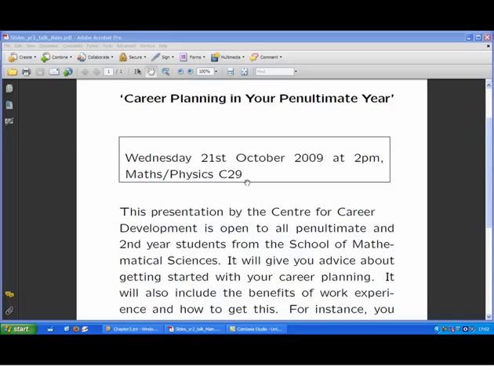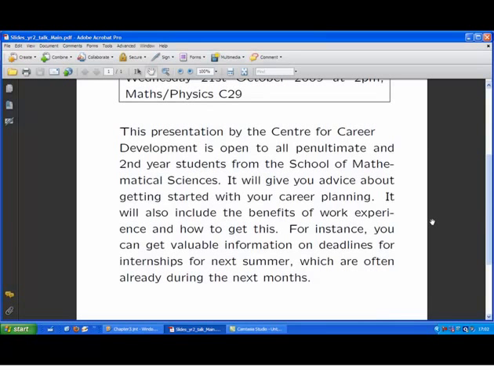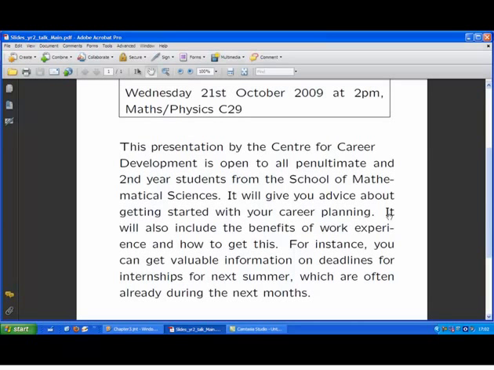So let me just start by reminding you of the careers event that's coming up on the 21st of October. You've probably seen this before. This is a notice from our careers officer reminding you that on Wednesday, the 21st of October at 2 o'clock, there'll be a careers presentation for all second years and for all penultimate year students. And I hope that as many of you as possible will go along to that. These careers events are very useful and may give you ideas that you hadn't thought of before about things you might do with your maths degree when you've got it.